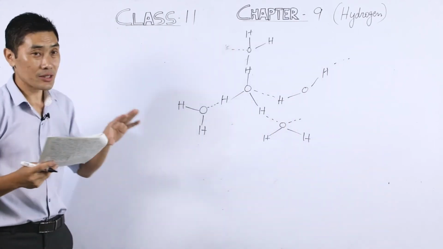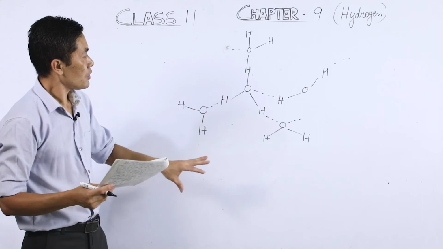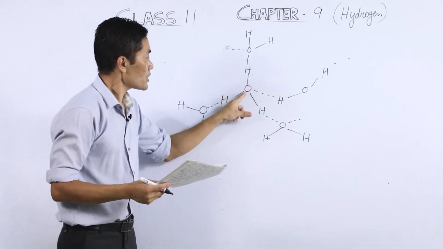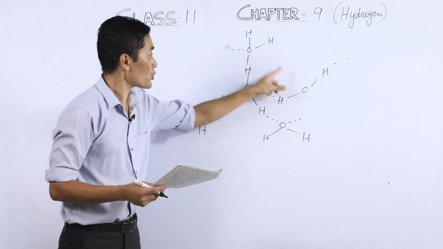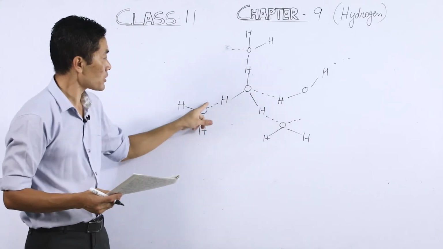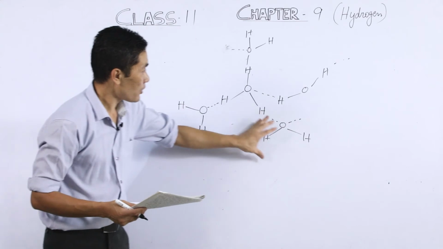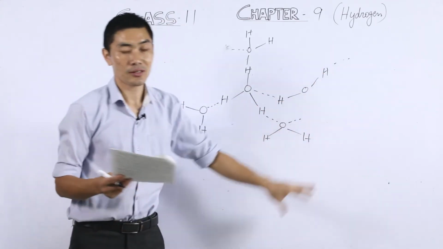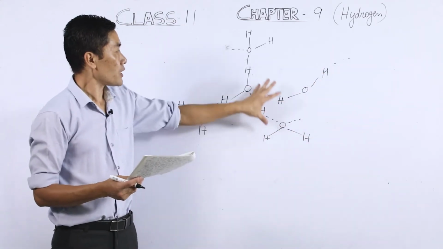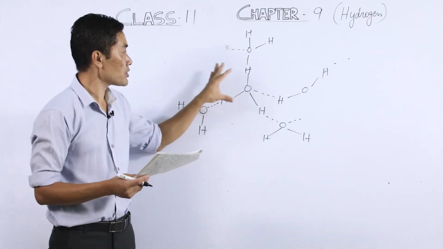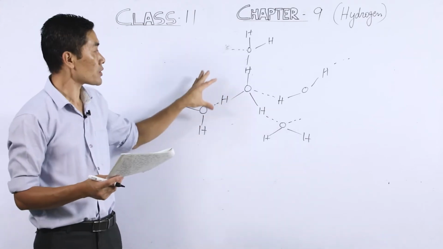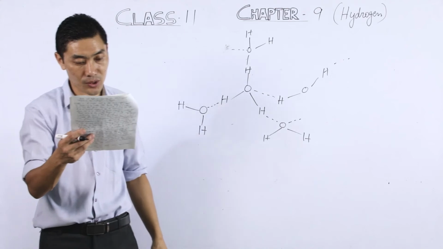So if we just see this structure of ice, we will find that each oxygen atom will be surrounded by 4 other oxygen atoms through hydrogen bonding like this. Each of these oxygens again will be surrounded by 4 others. So this is how a tetrahedral arrangement is formed between the water molecules, between the H2O molecules.